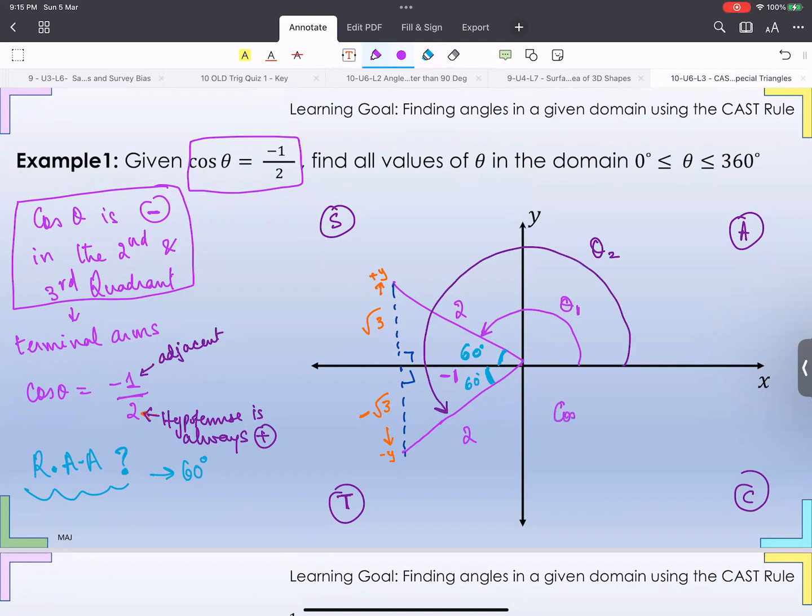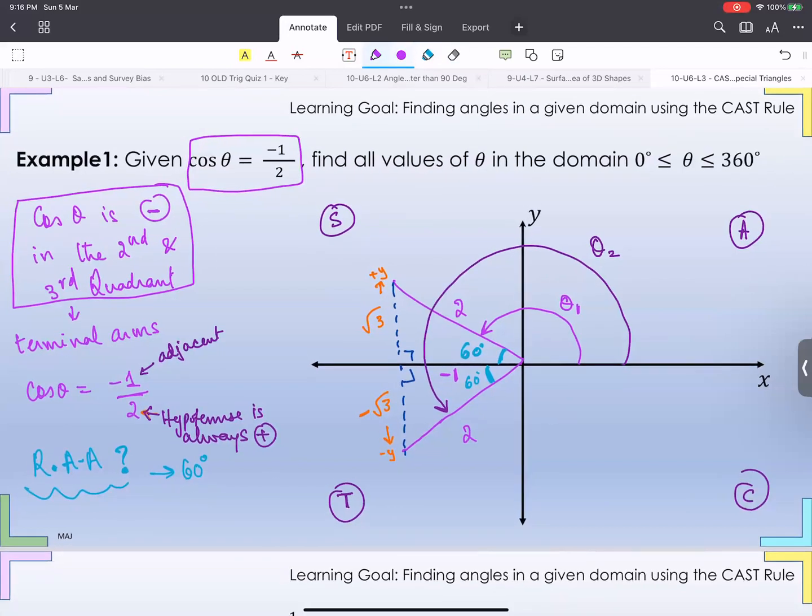For cosine theta equal to -½, the first solution is theta1. Theta1 is a possible solution, right? So theta1 is 180 take away 60 degrees. And what is that? It's 120 degrees. Okay, so that's one possible solution. What's the next possible solution? It is 180 plus 60 degrees, right? And that is 240 degrees, okay?